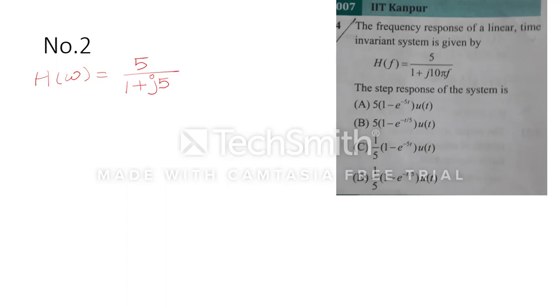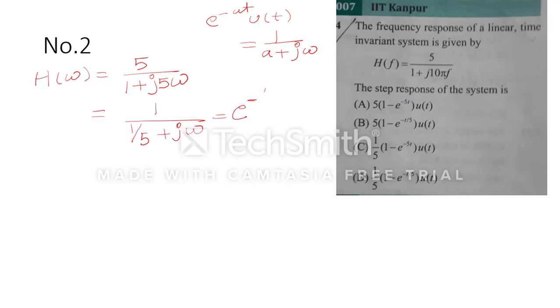because omega is 2 pi f. So if we remember, the Fourier transform of e to the power minus at u(t) is 1 upon a plus j omega. We will try to change it into this form. So we can write it as 1 upon (1 by 5 plus j omega). So its inverse will be e to the power minus t by 5.